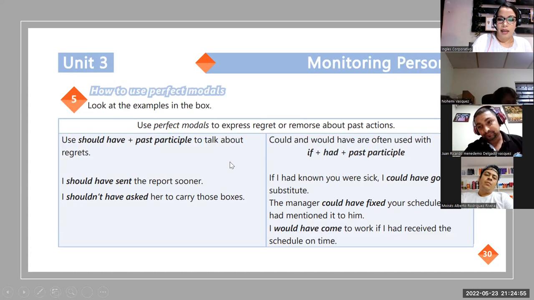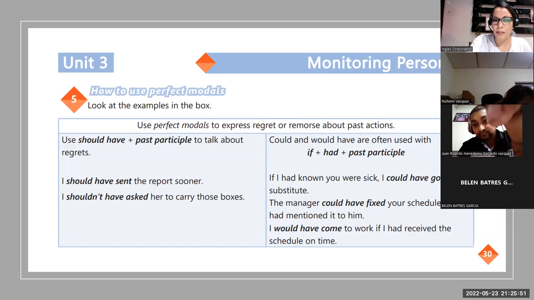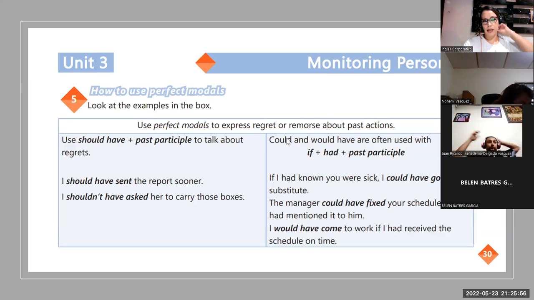Thank you. You're welcome. All right, so we're going to be using perfect modals to express regret or remorse about past actions. Any idea of these two words? Express regret or remorse. What comes to your mind? Arrepentimiento, that is correct. Es para expresar arrepentimientos acerca de situaciones pasadas. So things that we cannot change, right? But sometimes we express regret or remorse in some cases or situations.